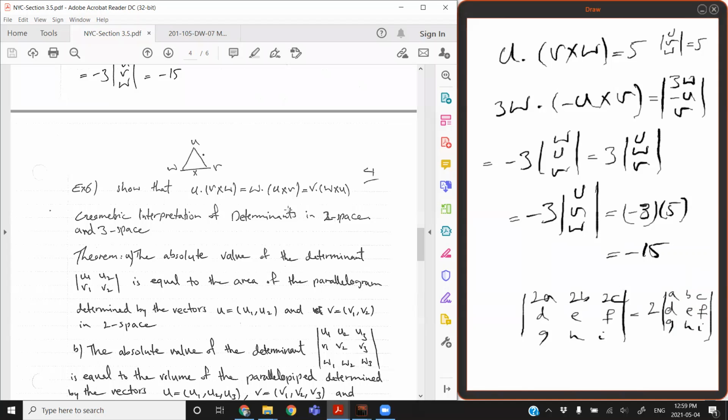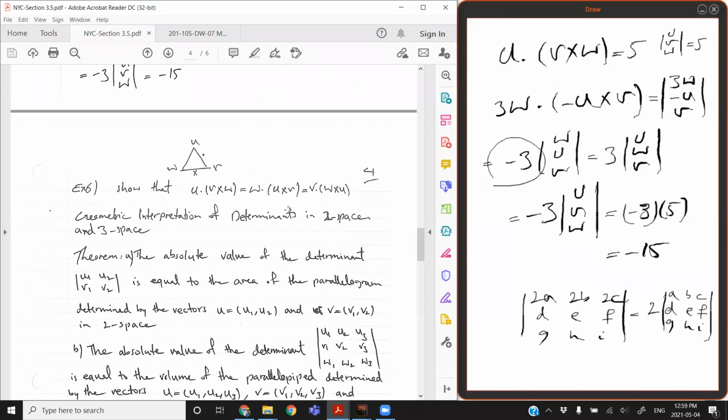So here I have 3 times W. That's the scalar multiplication, so this 3 can be factored out. And I have a negative V, negative U. It's like a negative times the first component, negative times the second component, and negative times the third component. So that negative can be factored out.